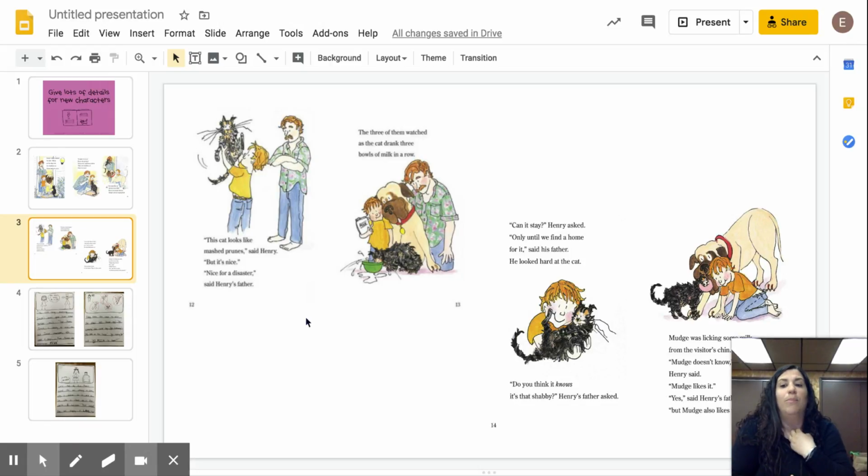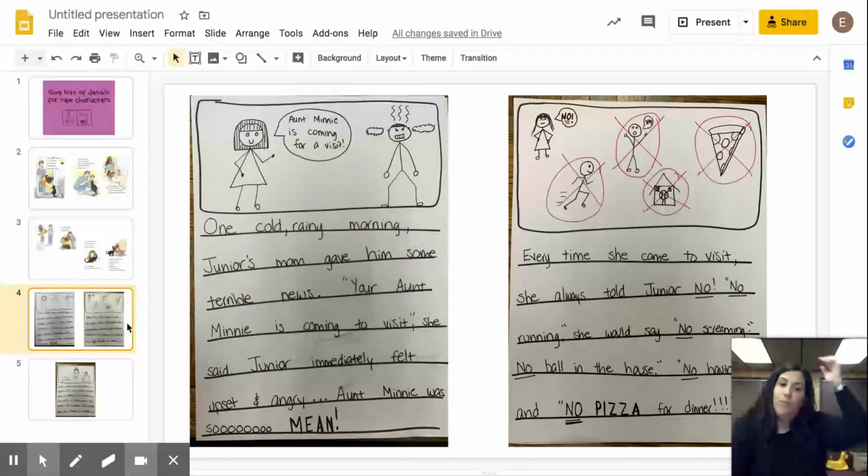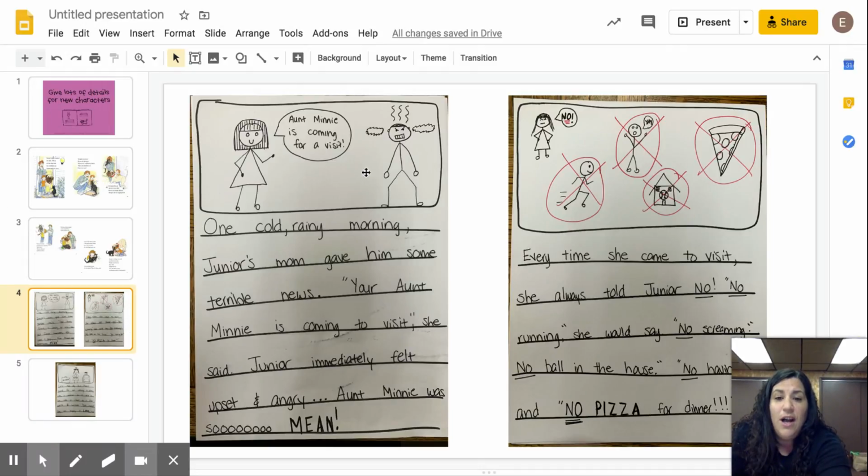So I am going to go back and remind you guys that in the last session, we started talking about my new book about Junior and his mean Aunt Minnie coming, right? So we had already worked on these 2 pages. And in these 2 pages, we were using other strategies that we learned from other series authors, right? Like this first page here, I was showing in pictures. I was putting details in my pictures and showing the characters' emotions, right? And then on this page here, I was using patterns. No running, no screaming, no ball in the house, no bouncing, no pizza, right? We can use all of these strategies all together in the same stories.